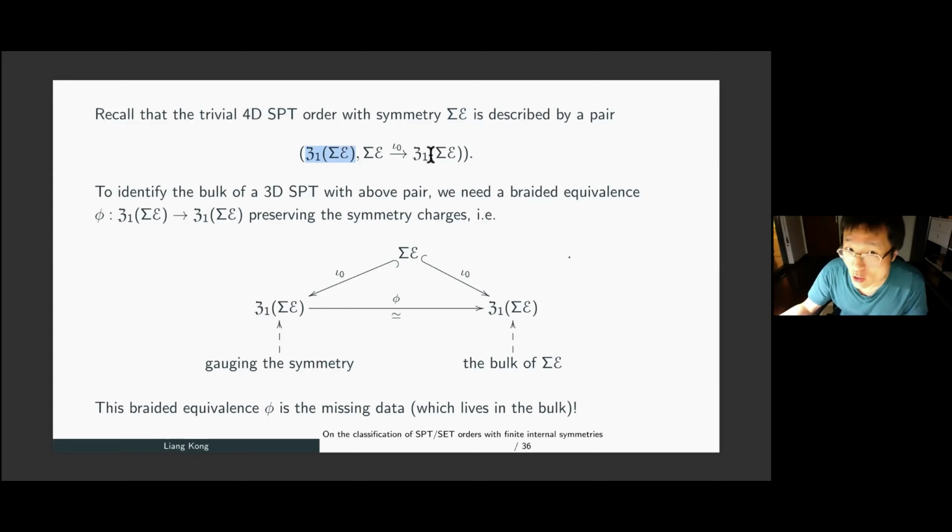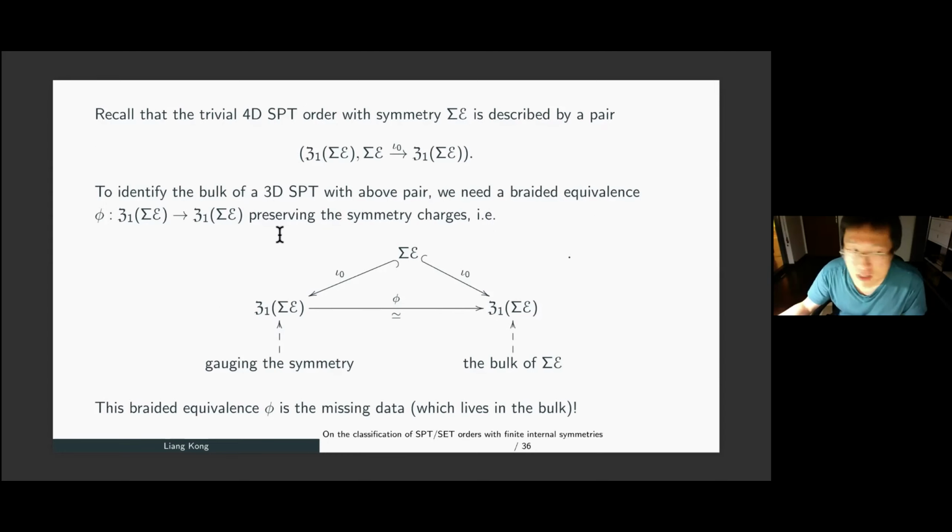Okay, in which the symmetry chart is canonically embedded in it. So this pair describes the trivial 4D SPT. Now we just need to define and identify the bulk of the 3D SPT with the above pair. So how to identify them?